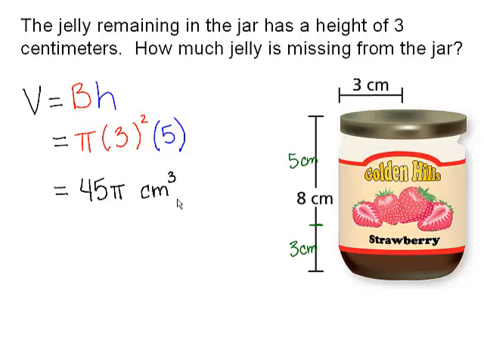So the volume of the empty part of our jelly jar is 45 pi cubic centimeters. So now let's approximate 45 pi. 45 times pi is 141 and 3/10 cubic centimeters. So we found that there is 45 pi, or 141 and 3/10 cubic centimeters of jelly missing from the jar.